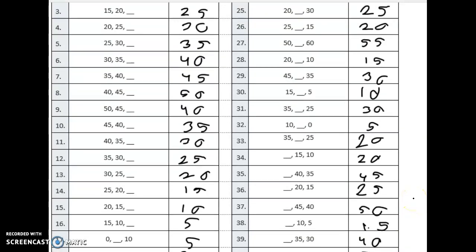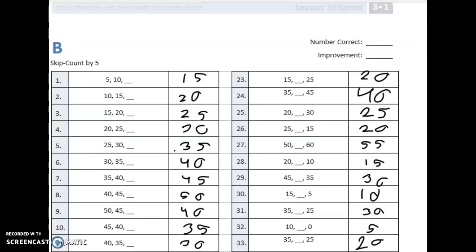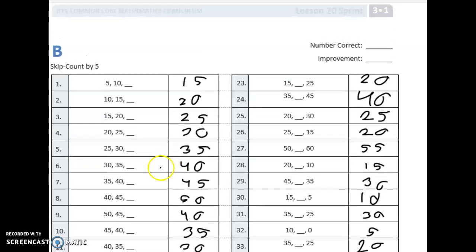Your job is to count up how many you got correct and write your improvement score. Skip counting is very important in multiplication and division. And fives are very important too, because fives are a nice number to work with that helps us solve other problems as well. Okay, good work, mathematicians. Continue working hard for the rest of your lesson 20 activities.